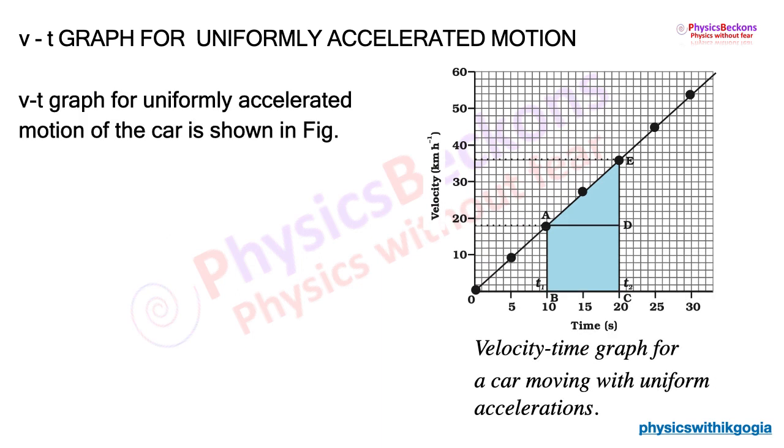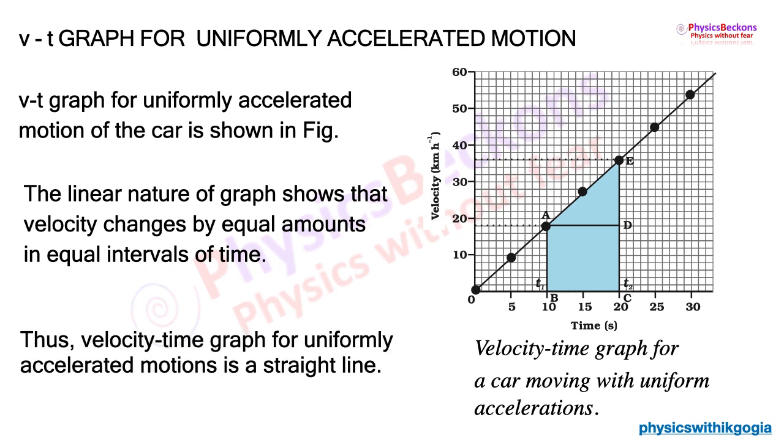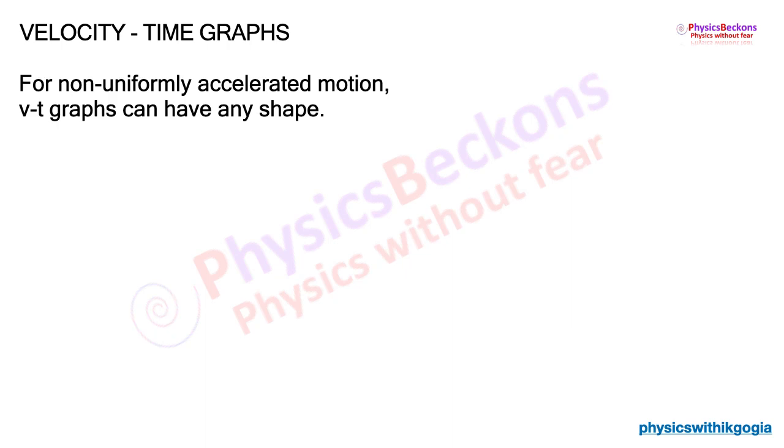The VT graph for such a motion, which is uniformly accelerated motion of the car, is as plotted. The VT graph is a straight line. The linear velocity time graph shows that the car is in uniformly accelerated motion. For non-uniformly accelerated motion, that is if the speed of a car or an object changes at variable rates, then the graph will be non-linear. It can have any shape.